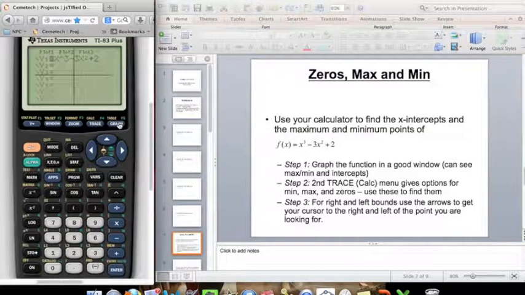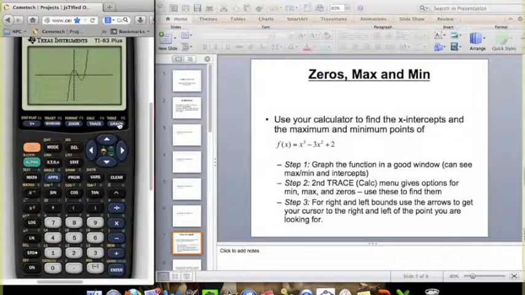And it says graph it in a good window where we can see the maximum, the minimum, and the intercepts. In general, the standard window is going to be okay, but otherwise, I will show you how to adjust that. So once we get that graphed in there, what we're looking for are zeros, which is any place that it crosses the x-axis, or maximums and minimums, which are hills and valleys of our graph. And we want to find all of those things.